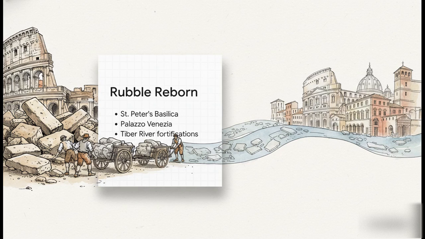Well, instead of clearing the rubble to rebuild the Colosseum, opportunistic popes and aristocratic families essentially viewed the collapsed southern half as a free, pre-cut DIY store. Seriously, they carted away the rubble by the load to build Renaissance Rome. So the missing half of the Colosseum literally lives on today as the foundations of St. Peter's Basilica, the Palazzo Venezia, the fortifications over the Tiber River, and the grand Palazzo Barberini.